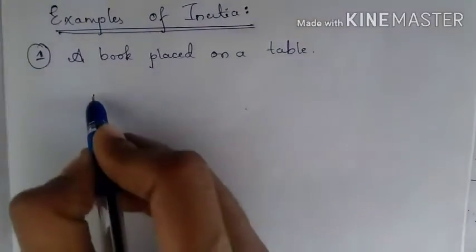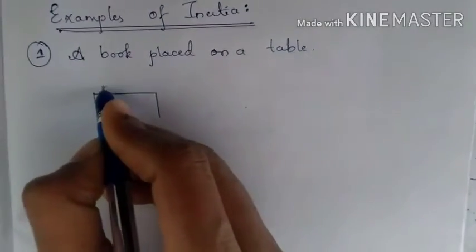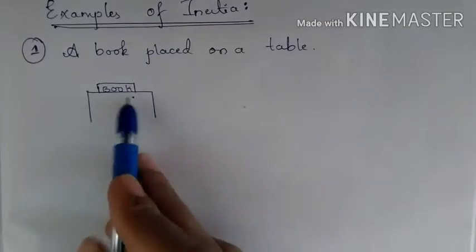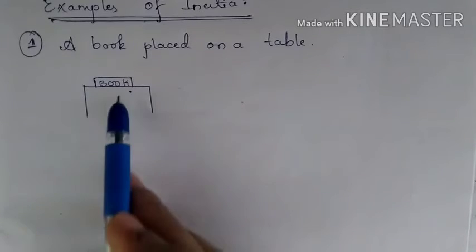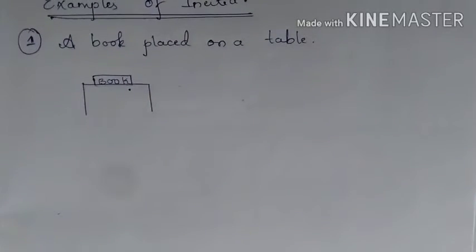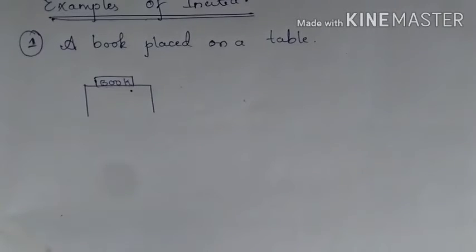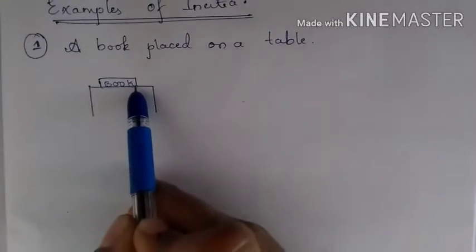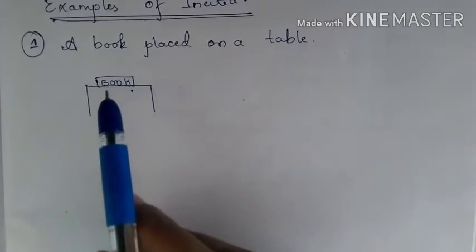So let's suppose you have a table again and there's a book here. This book would continue to be at rest due to inertia. Why is this book on a table at rest? If you keep your physics book on your study table, will that move without your force? It won't, right? The book remains stationary, or continues to be at rest. That is because of inertia.